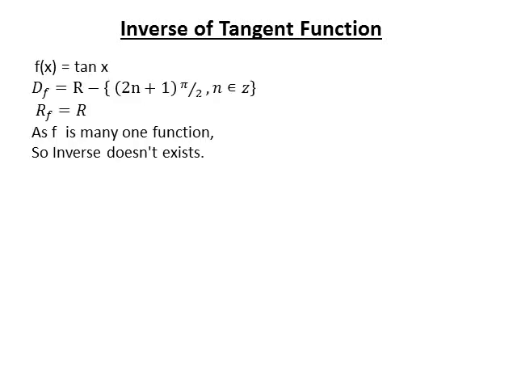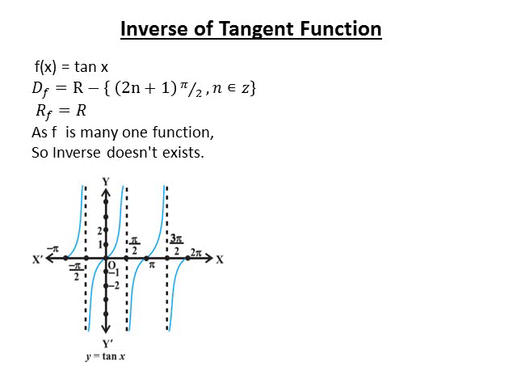As we know, the domain of the tangent function is set R of all real numbers except odd multiples of pi by 2 and range of the function is set R. In this domain, this function is many-one. We can observe it from the graph also. The value of tangent 0 and tangent pi remains same. So function is not one-one, inverse does not exist.